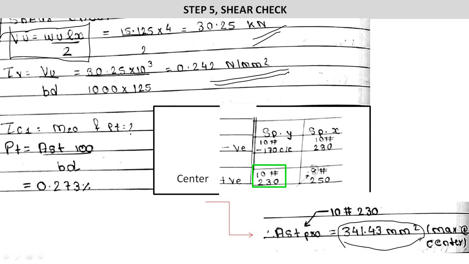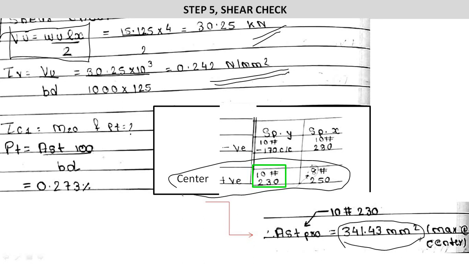So the value should be selected from the center only. Center means from the positive values only. From the positive values the maximum value should be selected. So the maximum value is 10 at 230 center to center. Using this 10 at 230 center to center we have to find the area provided. So the area provided we have found as 341.43 mm square.